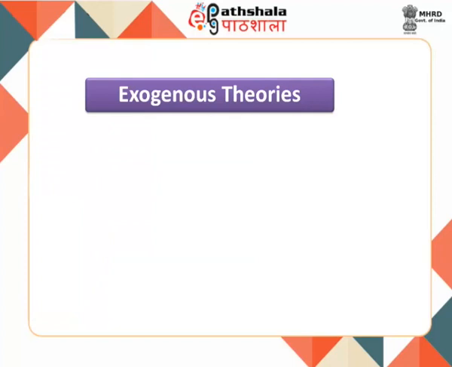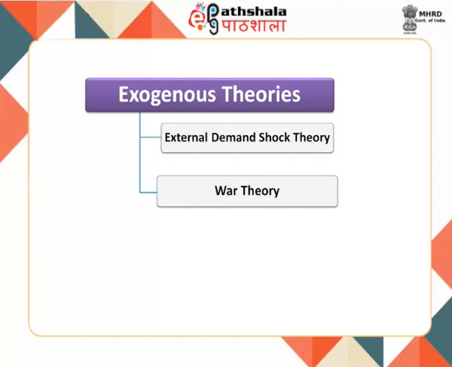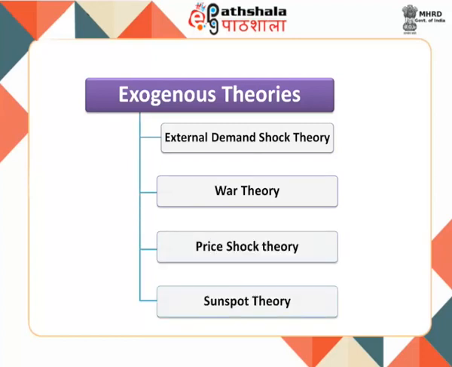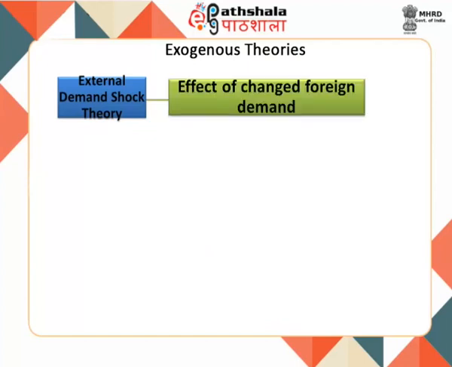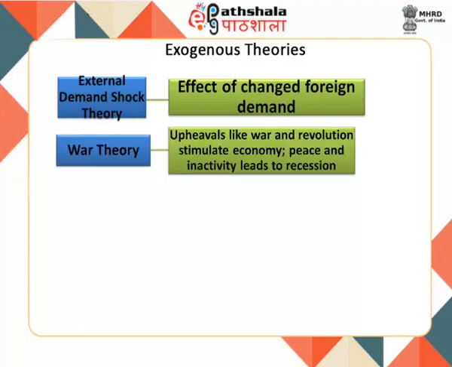Exogenous theories include the external demand shock theory, war theory, the price shock theory, and the sunspot theory. The external demand shock theory outlines the effect of increased or reduced foreign demand for domestic output. War theory: upheavals like war and revolutions generate additional demands and stimulate the economy. Peace and inactivity lead to recession.